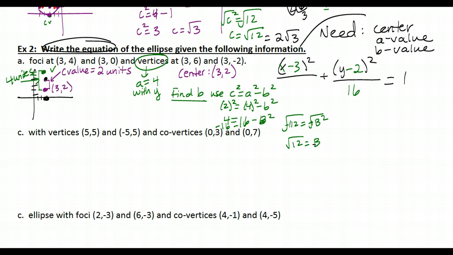And now, I don't really have to simplify that this time because I'm not trying to list what my covertices are. All I'm trying to do is put that into my formula, and right here is B squared. The square root of 12 squared is 12, so I am putting a 12 right there, and I am done.